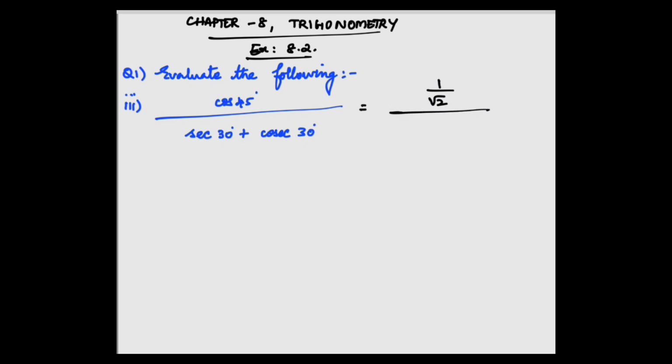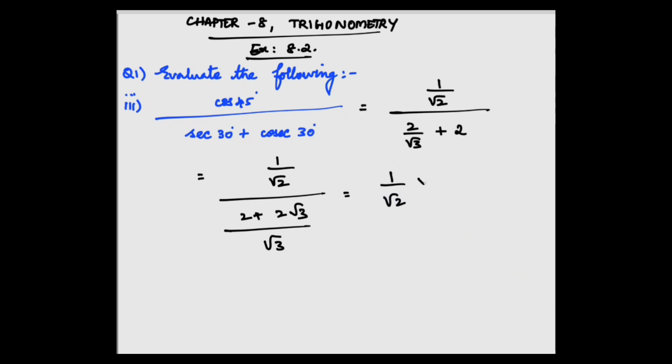divided by secant 30, which is 2 by root 3, plus cosecant 30, which is 2. Then solving the equation: 1 by root 2 divided by 2 by root 3 plus 2, that is 1 by root 2 into root 3 divided by 2 plus 2 root 3, which gives root 3 divided by 2 root 2 plus 2 root 6.